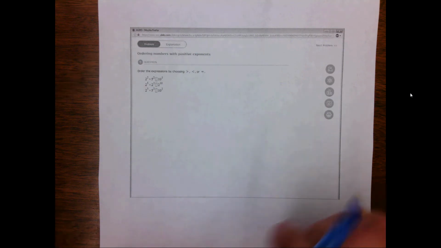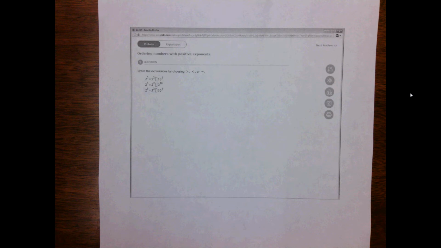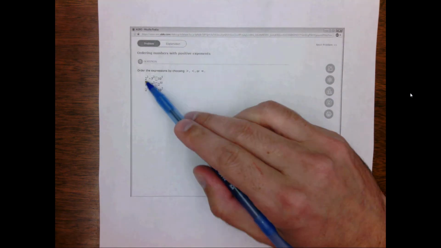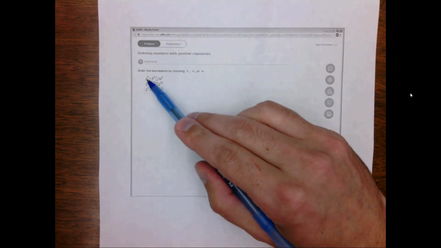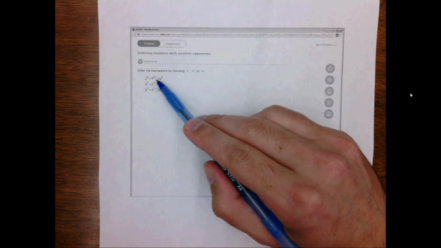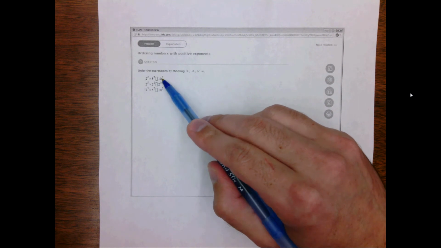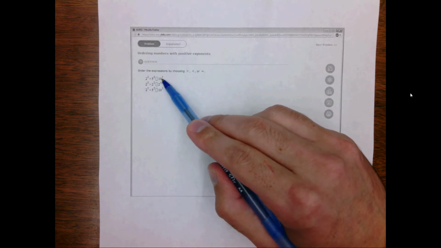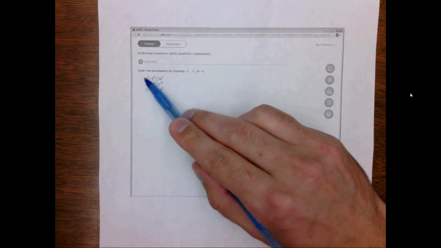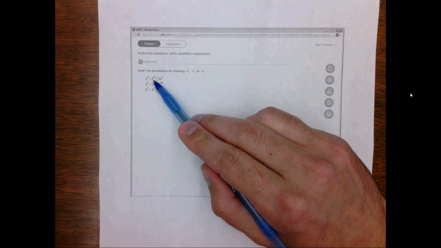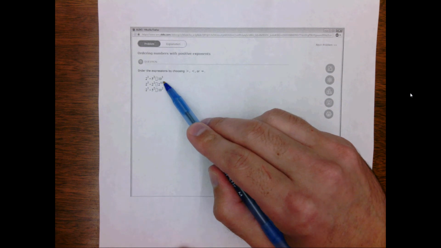In this question, we are asked to evaluate several expressions. In the first example, we have 2 to the 2 times 5 to the 2. Is it greater than, less than, or equal to 10 to the 5? In order to solve this, we need to be able to combine this expression and make it into something we can compare to 10 to the 5.